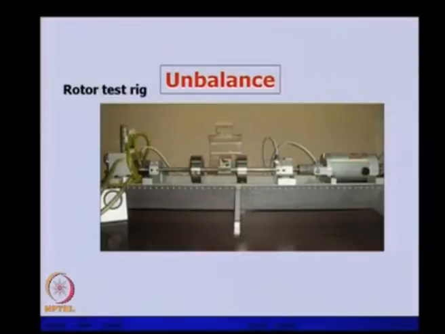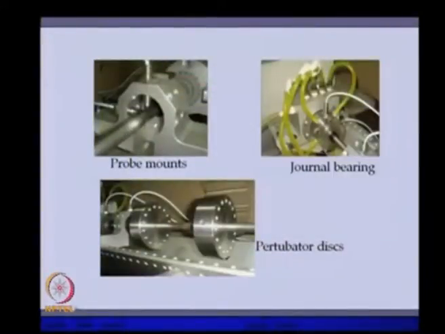We can use proximity displacement probes to measure the displacement. You can see this is the shaft, and these are the proximity probes. There is a gap between the shaft and the probe, and when the gap changes it produces a current proportional to that, and we can measure the displacement.